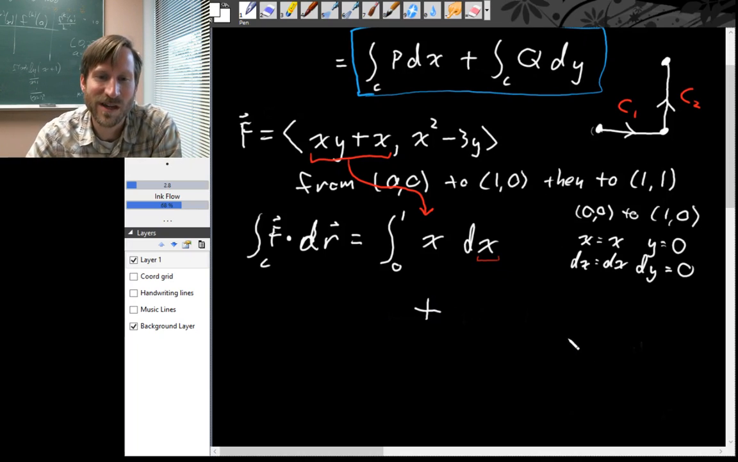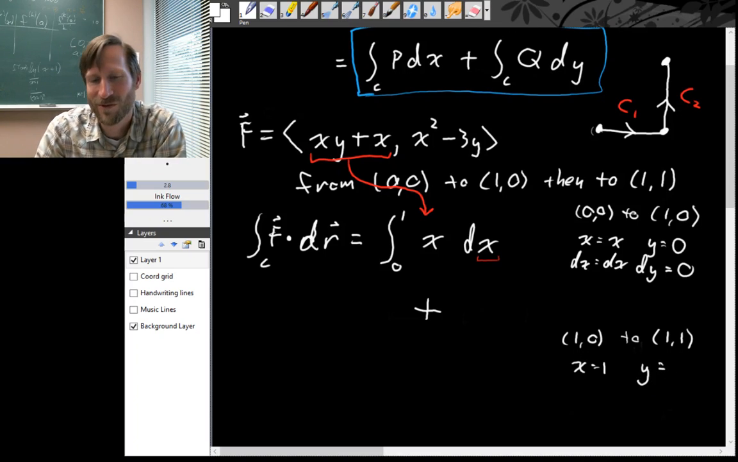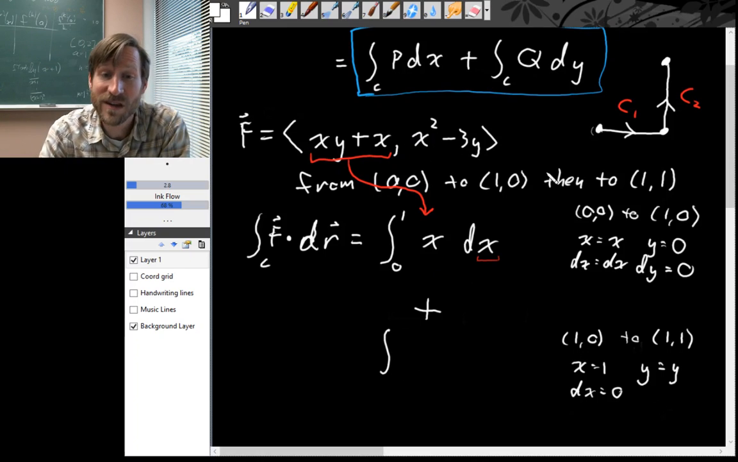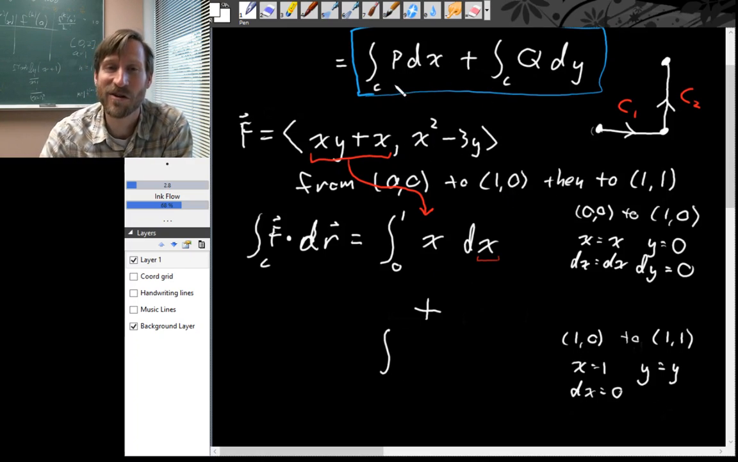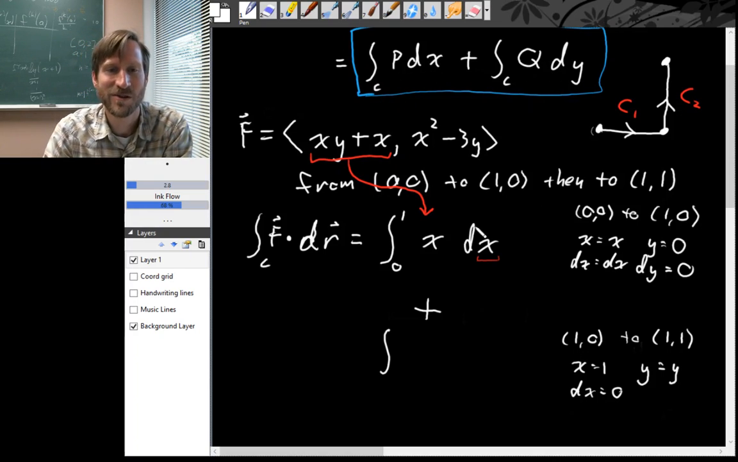Plus, now let's do the part of the integral from (1, 0) to (1, 1). This part of the path is vertical. Along this part of the path, x is the constant 1, and y is just y. So dx, since x is a constant, is going to be 0, and dy is just dy, since y is our independent variable. So for this part of the path, since dx is 0, the dx integral is obviously 0, and so we only need to worry about the integral with dy in it.